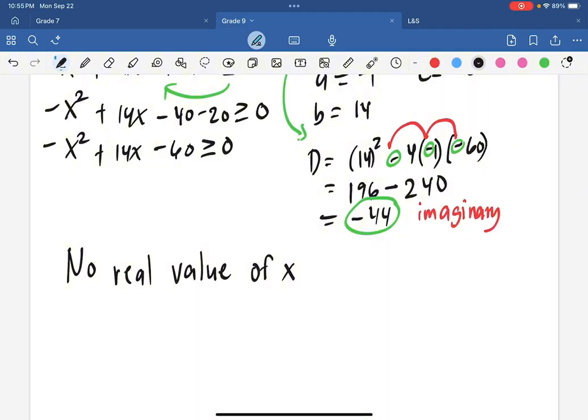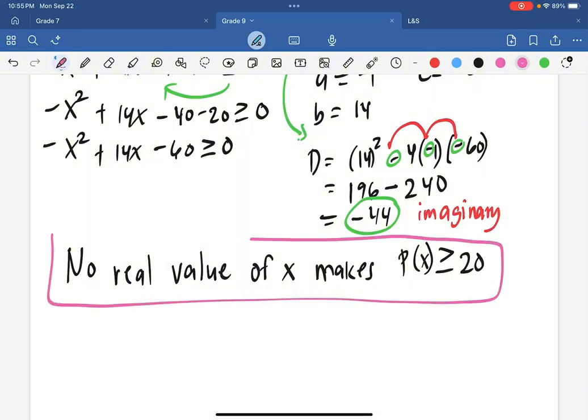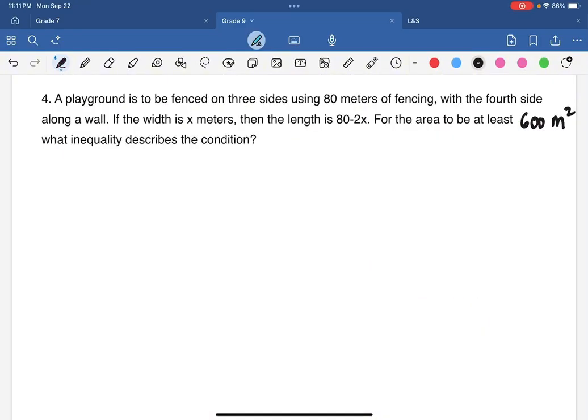No real value of x makes P of x greater than or equal to 20. And this is our answer for problem number 3. Now, what if the discriminant is 0 or any other number except a negative? Then we could continue in finding the critical values of x. But since this one is negative, that's it. No real value of x makes P of x greater than or equal to 20.